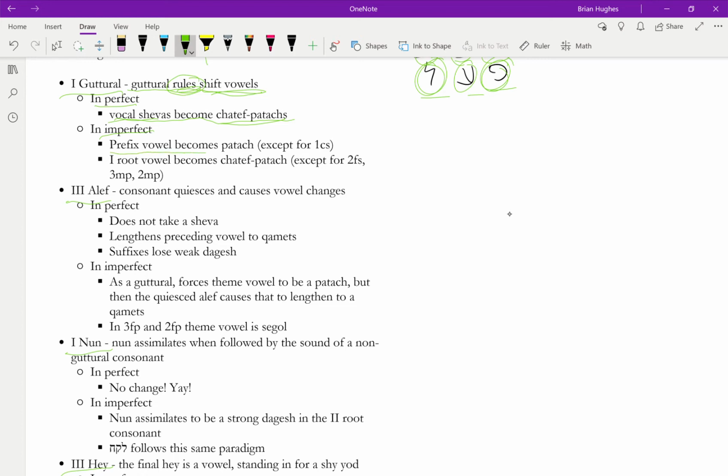So the prefix vowel becomes a patach, and then the first root vowel, that is the vowel that's under the first root consonant, becomes a hatef patach, except for these three forms where it just becomes a patach. But being able to spot that and say, okay, there's a patach under my prefix because I'm dealing with a first guttural, and it doesn't have a shva because it doesn't like shvas. It prefers the chatefs.